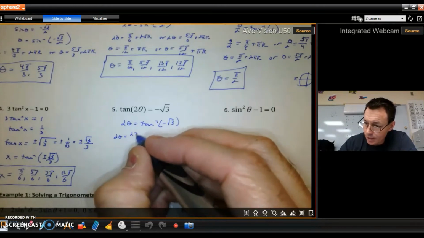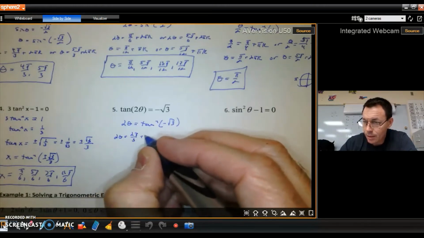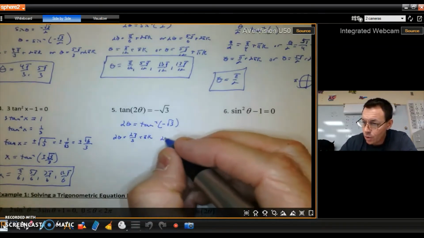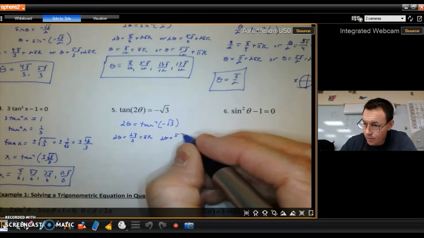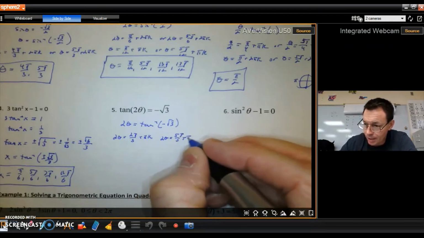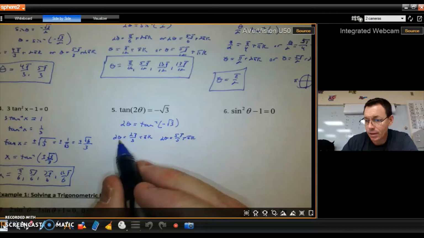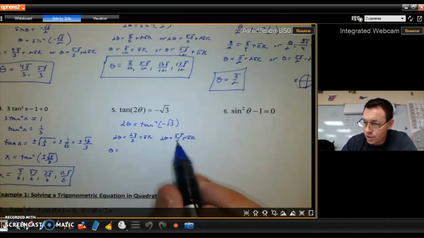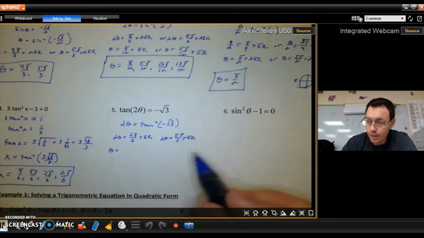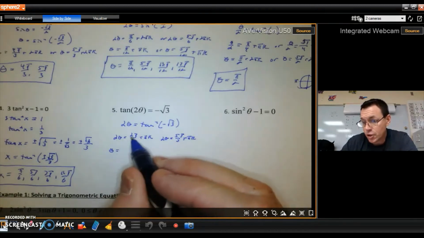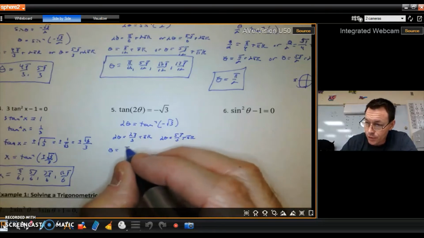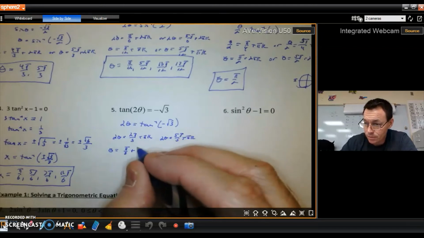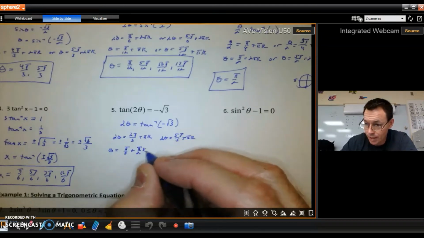So it's 2 pi over 3 plus pi k. Remember, this is a tangent, so it has a period of pi. Or 2 theta could equal 5 pi over 3 plus pi k. But still have to divide everything by 2. All right, so let's see what happens. Dividing by 2 just doubles your denominator, right? So now in this case, the 2 and that 2 could cancel. So you could get just pi over 3 plus, but then this is also getting divided by 2. So that's going to be pi over 2k.